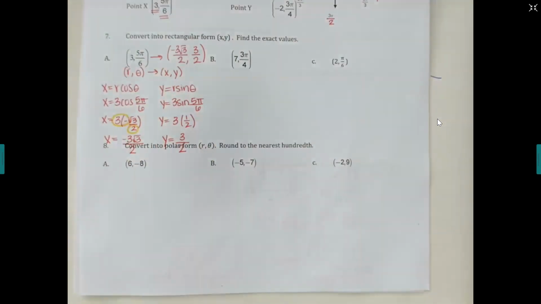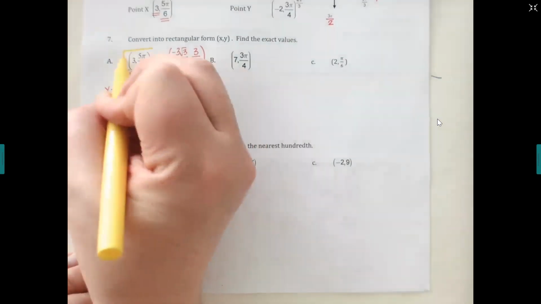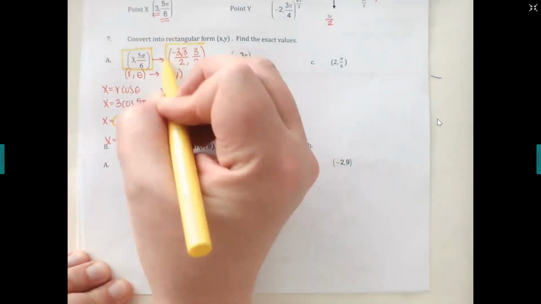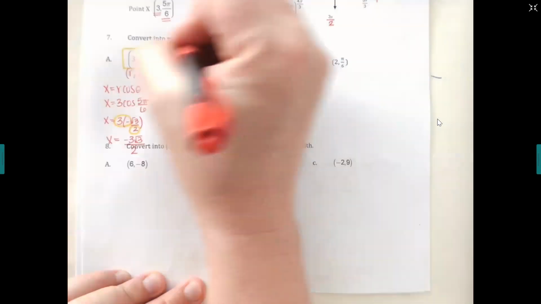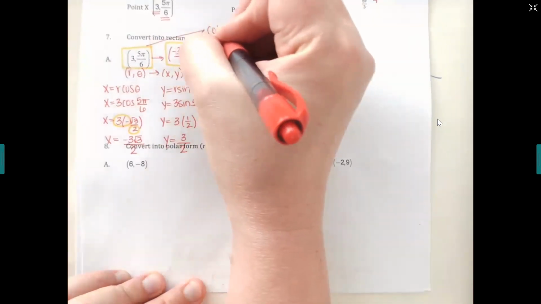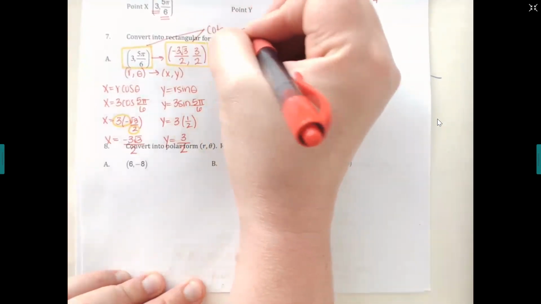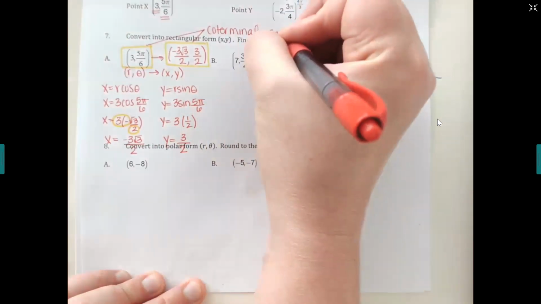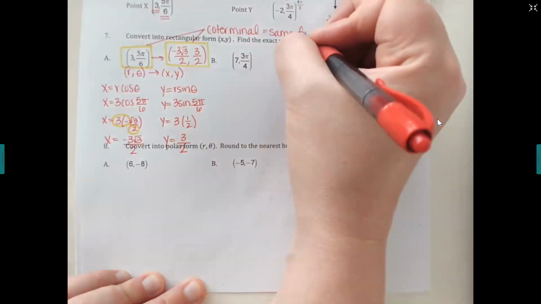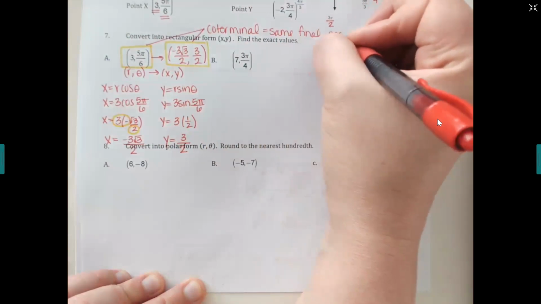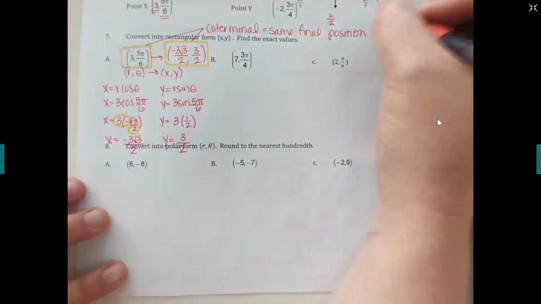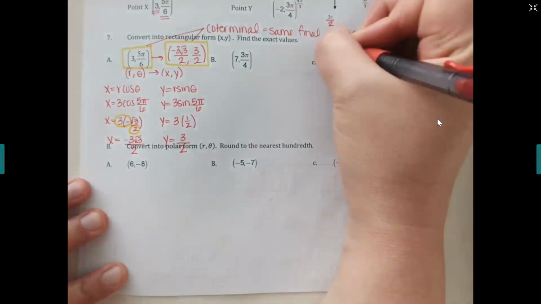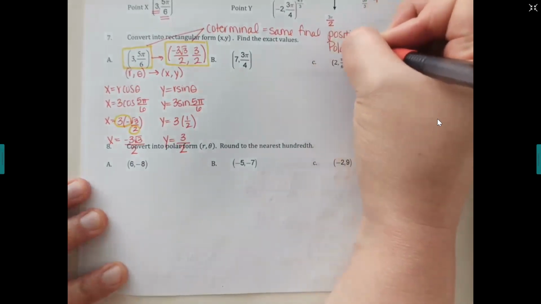And then you should understand that what we talked about is if you graph this one and you graph this one, they'll be in the same position. Okay, the word for that is coterminal. That will be on your exam, but that means you end up in the same final position on the circle, on the polar graph.